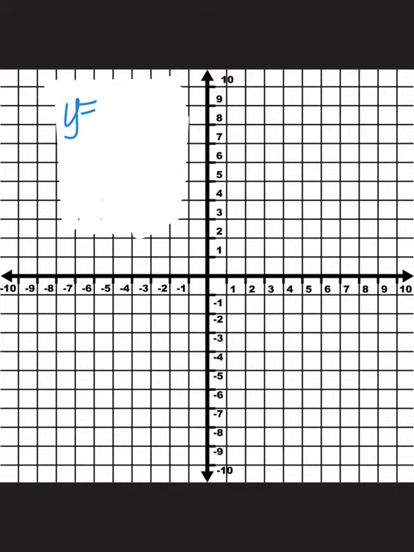1/4. And remember, our rate of change or slope, we know that that means change in y over the change in x. Now we're going to graph this linear equation.